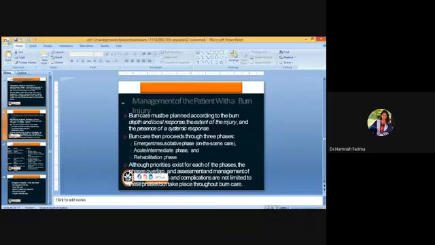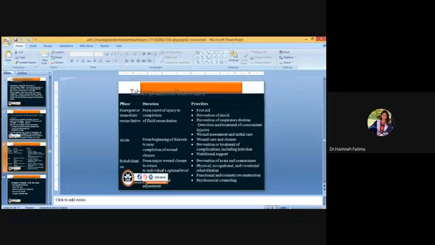Burn care must be planned according to the burn depth and local response, the extent of the injury and the presence of systemic responses. Burn care then proceeds through three phases: emergency and resuscitative phase, intermediate phase and rehabilitation phase. Although priorities exist for each of the phases.